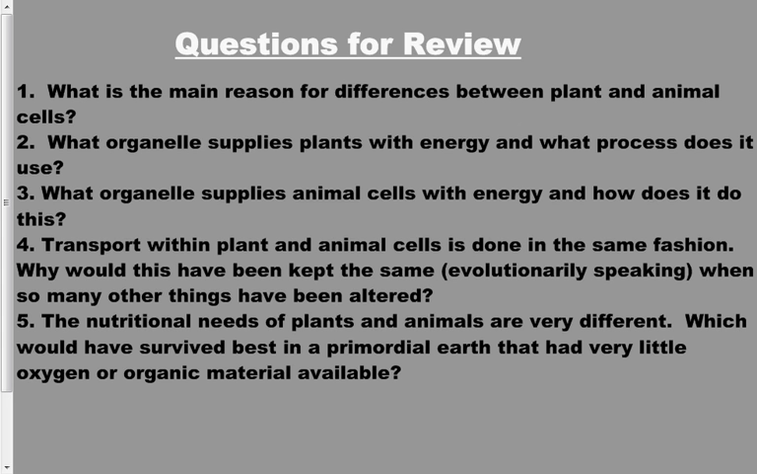Number 5, the nutritional needs of plants and animals are very different. Which would have survived best on a primordial Earth that had very little oxygen or organic material available? So basically we're saying very early on in the Earth's history, when there was essentially nothing but carbon dioxide, methane, stuff like that in the atmosphere, nothing basically alive anywhere, what would it have been? Photoautotrophs or chemoheterotrophs? Julia? Photoautotrophs, yeah. Sunlight would have been abundant. Water would have been abundant, and so would carbon dioxide. Animals that would have needed organic material to live would have died, because there wouldn't have been anything for them to eat.